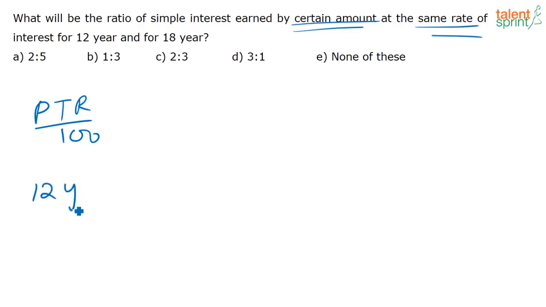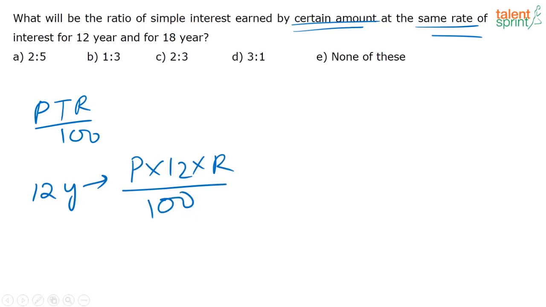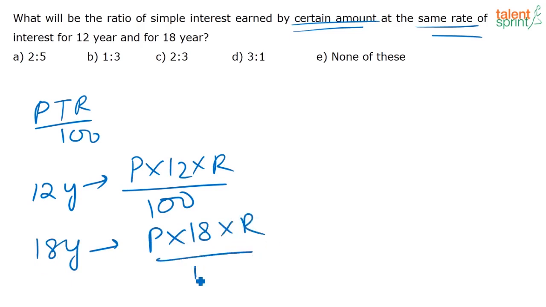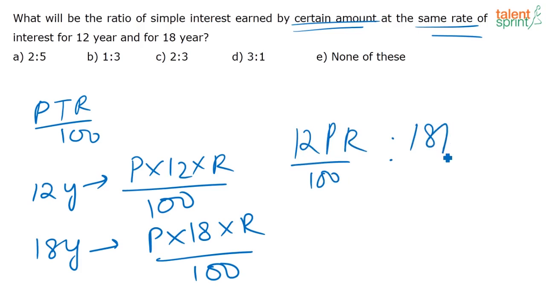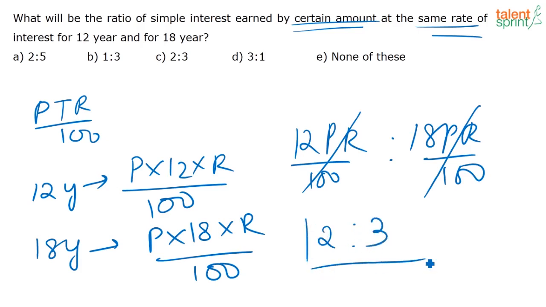For 12 years, what will be the interest it earns? It is nothing but P into 12 into R by 100. This will be the interest earned by that amount. Now, for 18 years, what will be the interest earned? It will be P into 18 into R by 100. Now what is the ratio of these two? All the terms are common, right? 12 PR by 100 is to 18 PR by 100. PR by 100 is common, gets cancelled. So 12 is to 18 is nothing but 2 is to 3.